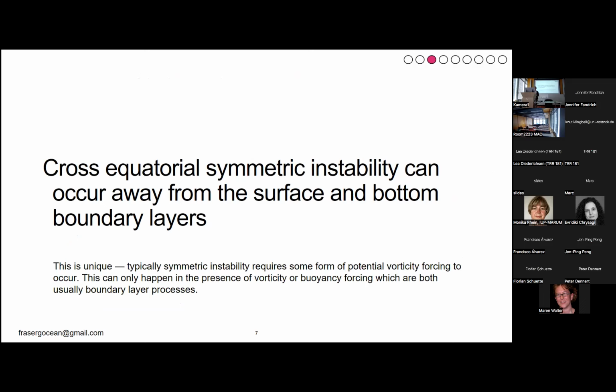And this is different to the symmetric instability we typically see in the ocean. Typically, we require some sort of potential vorticity forcing, so we have to change the sign of potential vorticity for symmetric instability to occur. And this typically happens in either the surface boundary layer or the bottom boundary layer. And the fact that in these cross-equatorial symmetric instabilities we see them away from the surface and bottom boundary layers changes their character slightly and the way they behave.